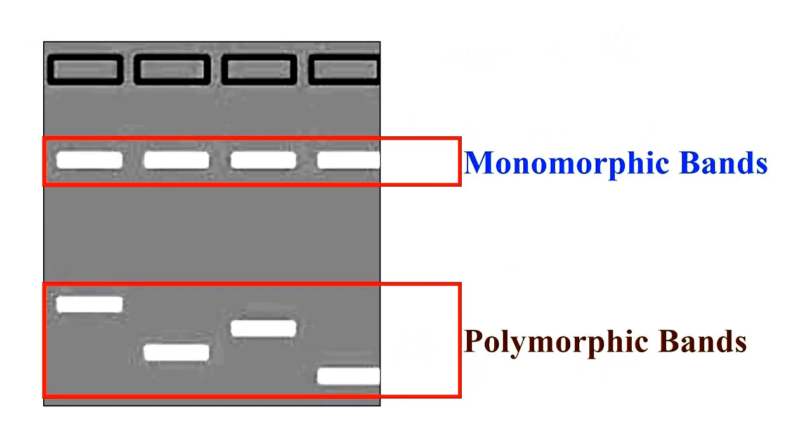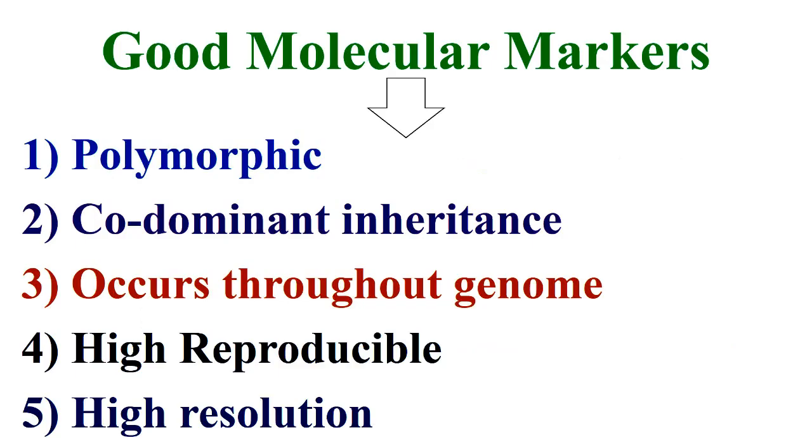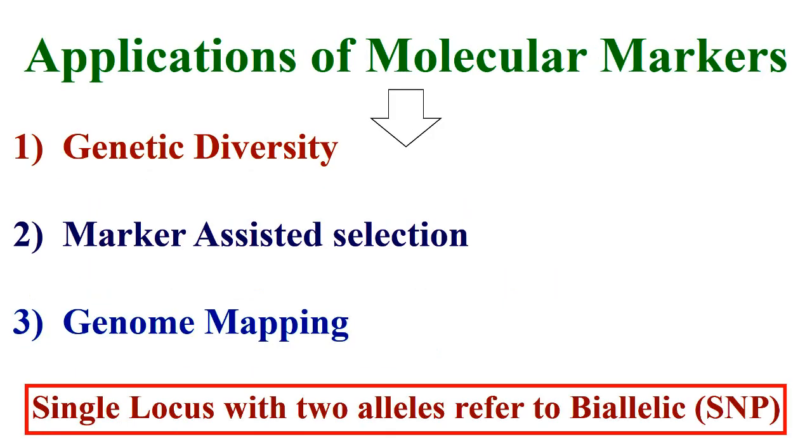Continuously. This slide refers to polymorphic and monomorphic bands of genetic markers on gel electrophoresis. As we show, polymorphic bands discriminate individuals, while monomorphic bands do not discriminate individuals. Therefore, good molecular markers must be polymorphic and co-dominant in inheritance throughout the genome, with high reproducibility and resolution. Hence, molecular markers are used for genetic diversity and marker-assisted selection to get genome mapping.